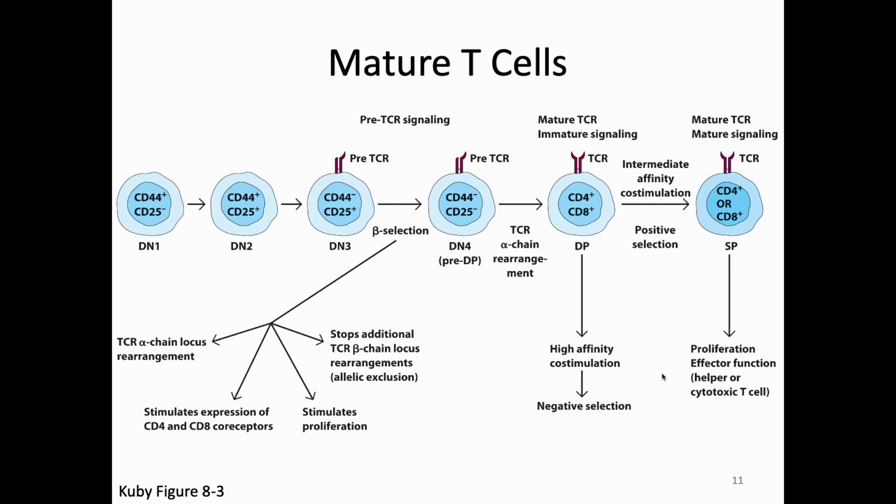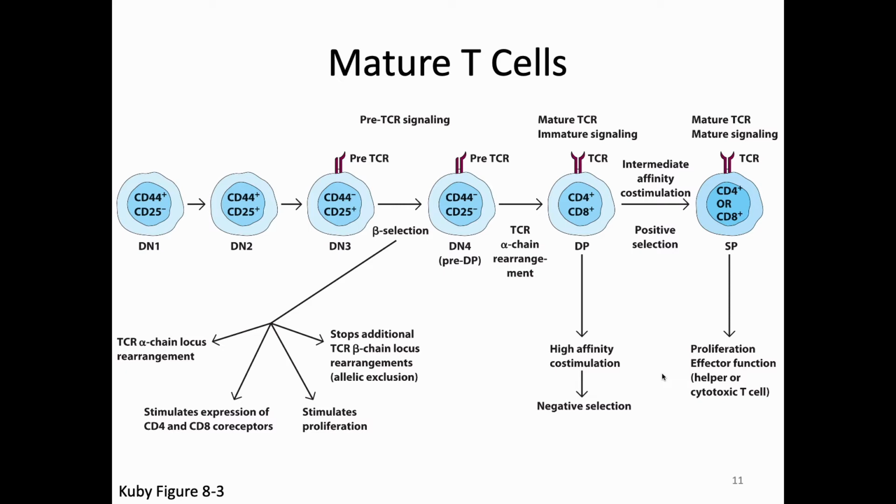Basically our cell as double positive will have CD4 and CD8. If it gets too high of an affinity signal, it'll be negatively selected. If it gets that sort of medium signal, it'll be positively selected and become the mature T cell with either CD4 or CD8. It's a single positive, where it can start to do its thing when it gets a signal.